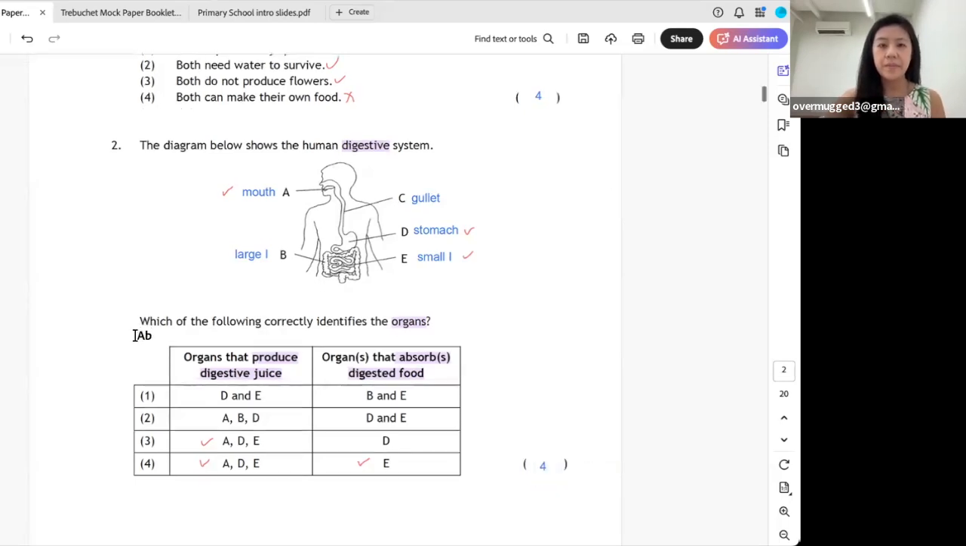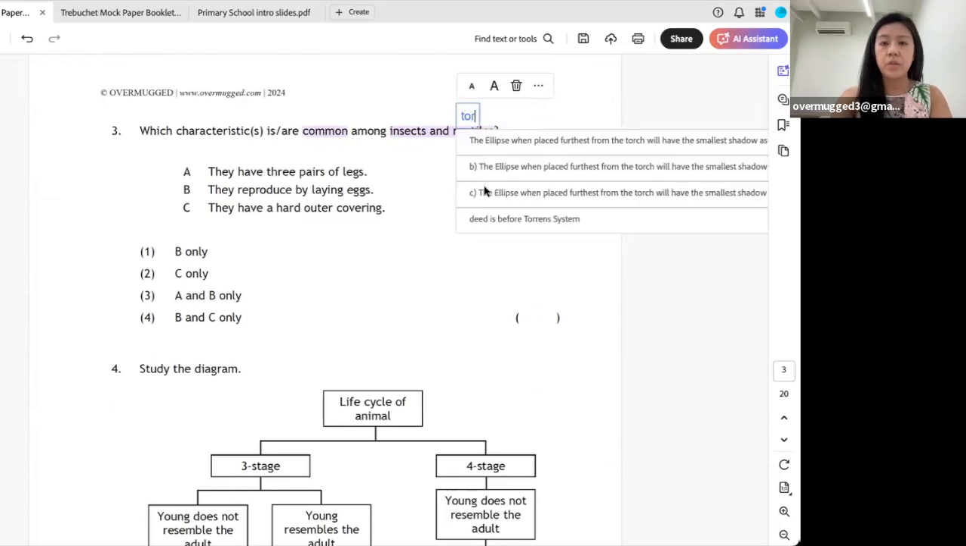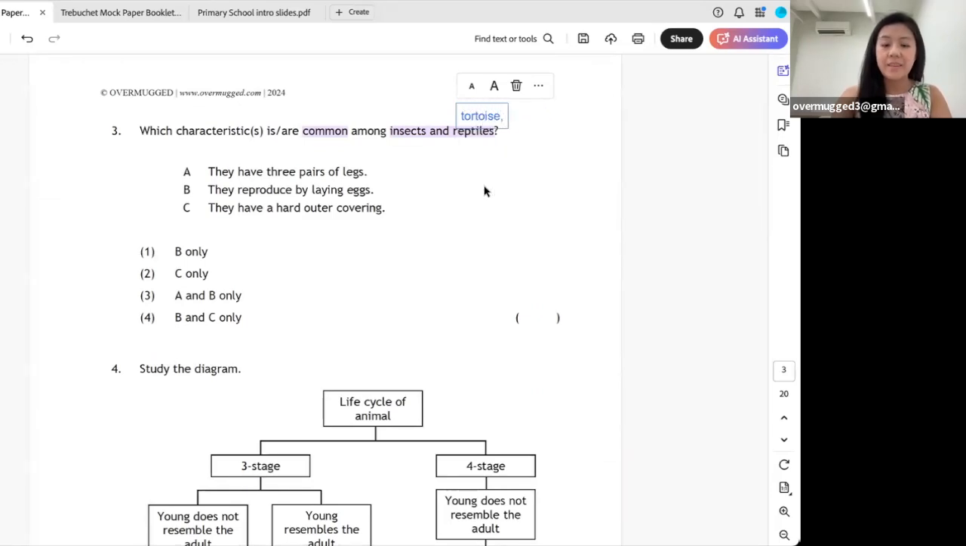Okay, let's move on to question 3. Now, which characteristics is or are common among insects and reptiles? So this brings us back to our primary 3 topic again. Insects would be animals like your ants, flies, butterflies, so on and so forth. Reptiles is the one that sometimes some of you get confused with amphibians. So some reptiles that are commonly appearing in your textbooks would be a tortoise, lizards.